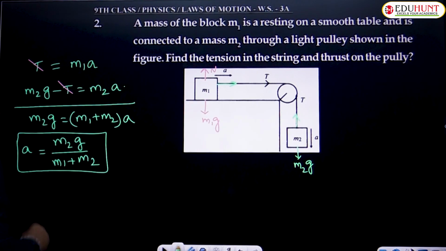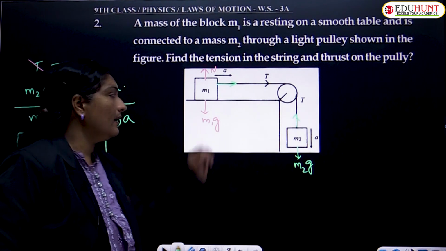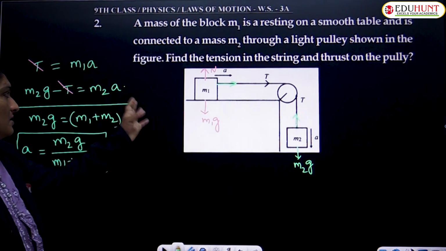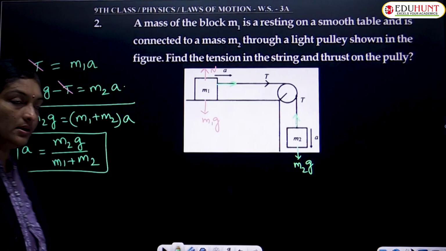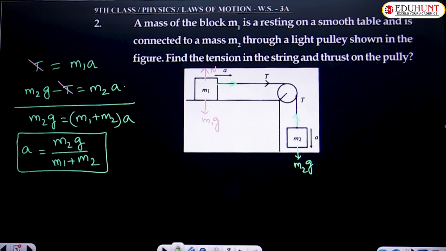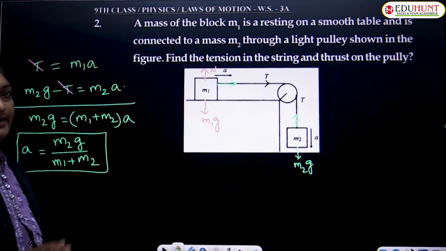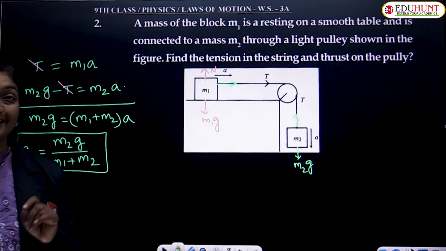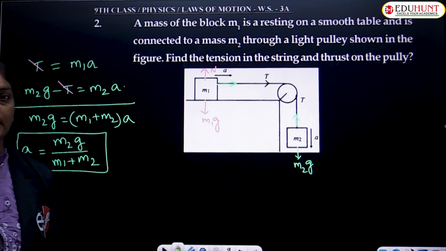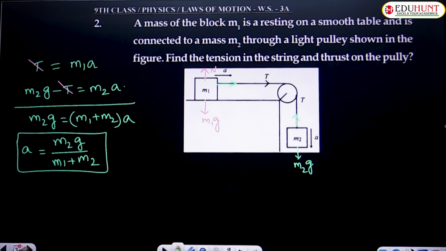So the acceleration of the system is found to be how much, children? With what acceleration are the bodies in motion? It is equal to M2G by M1 plus M2. But in the numerical, you are not asked to find the acceleration of the system. You are asked to find the tension and also the resultant tension or thrust acting on the pulley.